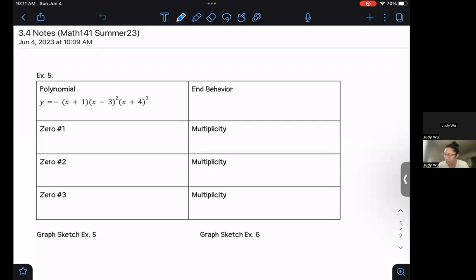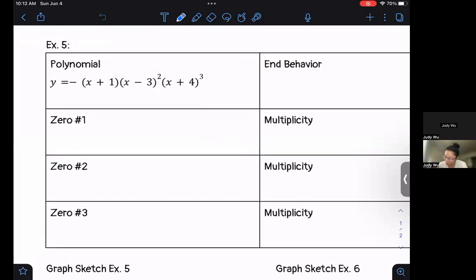And in this section, I just wanted to do a couple extra examples so that we might have a better idea of how to find that end behavior, the zeros and their multiplicities, but also come up with a potential graph. Okay, so let's start with example 5 here.